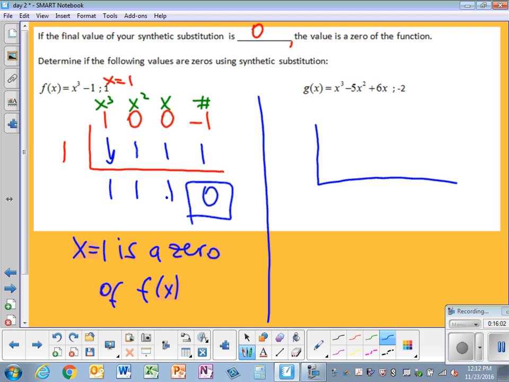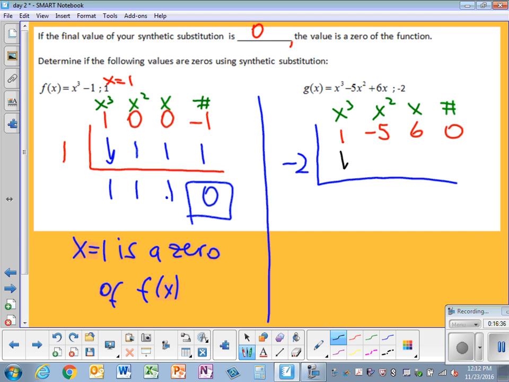I'm evaluating for negative 2, so my negative 2 goes here on the left. I'm writing down all the coefficients, ordering them according to the exponents. So x cubed, and then x to the power of 2, and then x, and then the number, right? So my first coefficient is what? 1. My second? Negative 5. Third, 6. And what is my number? 0.